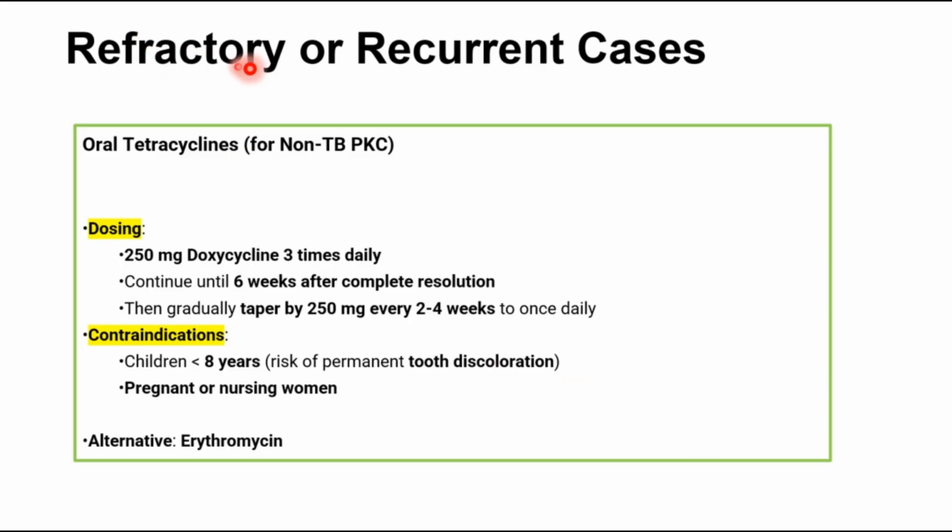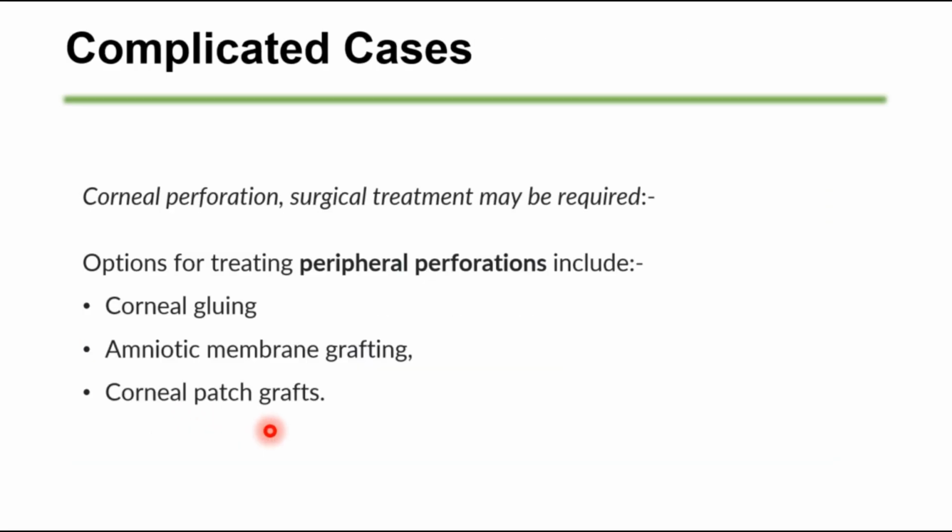In refractory cases or recurrent cases, even oral tetracyclines could be started. And here I'm talking about doxycycline 250 milligrams 3 times per day. And you have to continue this until 6 weeks after complete resolution. And then you gradually taper by 250 milligrams every 2 to 4 weeks to once daily. These are contraindicated in children less than 8 years because there's a risk of permanent tooth discoloration, and also in pregnant and nursing women. Alternative to doxycycline is erythromycin.